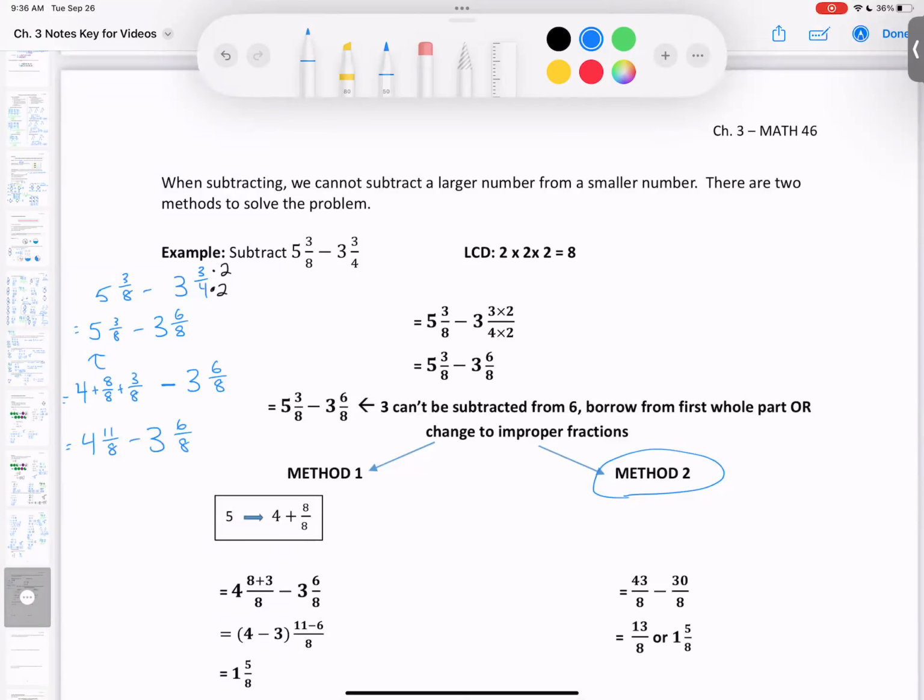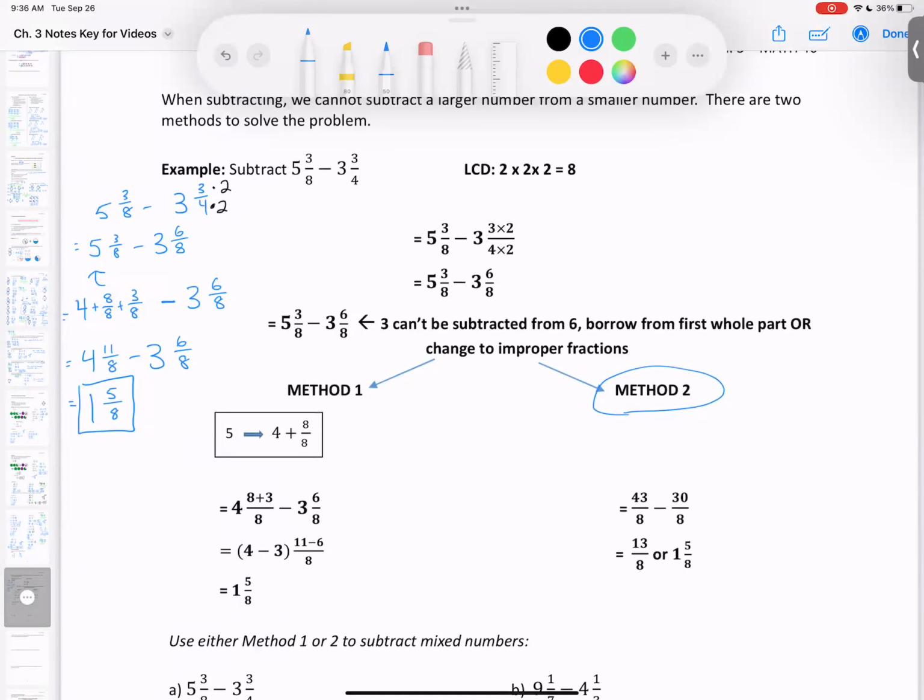And now we can do that subtraction. We can do 4 minus 3 to get one whole number. And then we have 11 over 8 minus 6 over 8 to get 5 over 8. So either you can borrow like that, or like I said, we could have converted it into improper fractions, right? So we've got, I'm going to just do it again over here. We've got 5 3/8 minus 3 3/4.